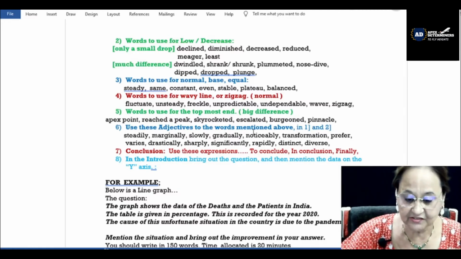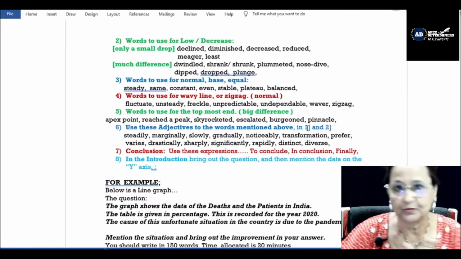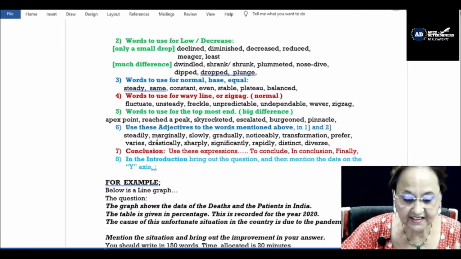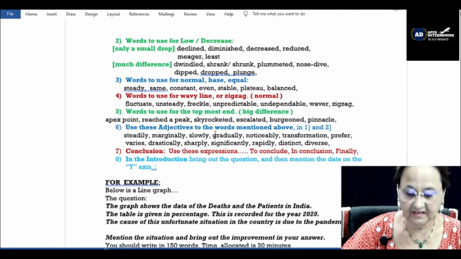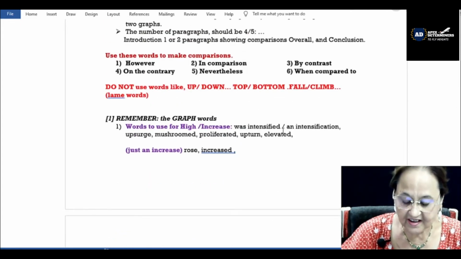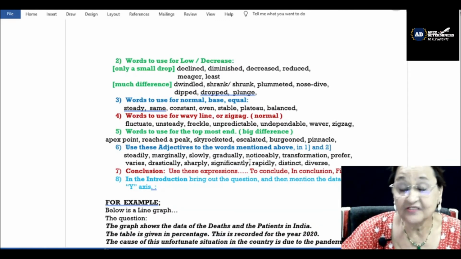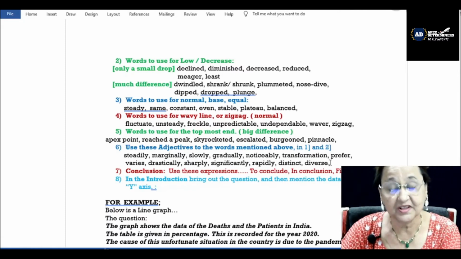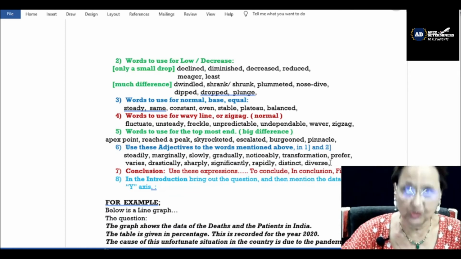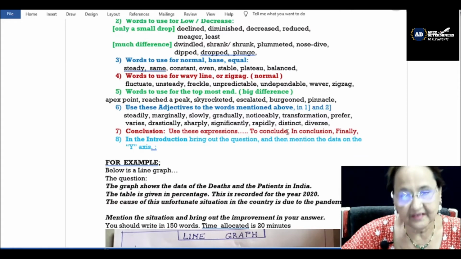Now use these adjectives with the words mentioned above, especially in the list of 1 and the list in 2. Like steadily increased, marginally dipped, slowly diminished, gradually, we can say intensified, significantly upsurge. So these adjective words will add on to the graph word that you have used. Conclusion, use these expressions to conclude or in conclusion or finally.